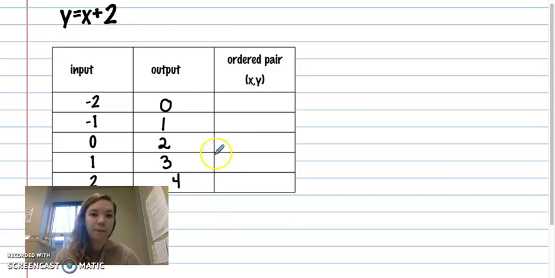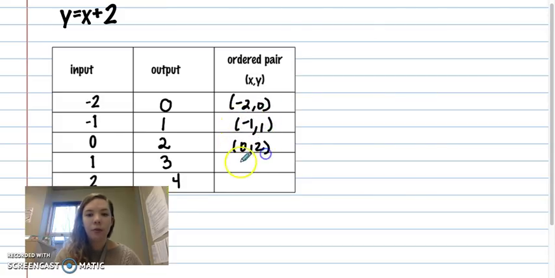Okay? And if they're linear, like this is a line, we could graph it as a line, and then there should be a pattern. Now, if this is not a line, there might not be a pattern that you can see. So keep that in mind. So here I have -2, 0; -1, 1; 0, 2; 1, 3; and 2, 4.